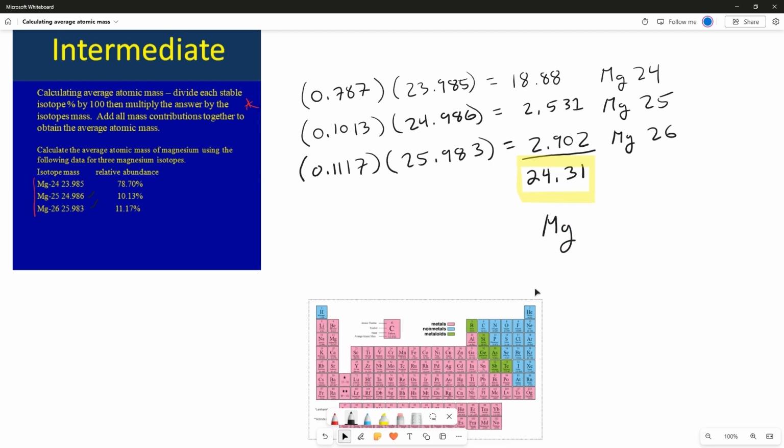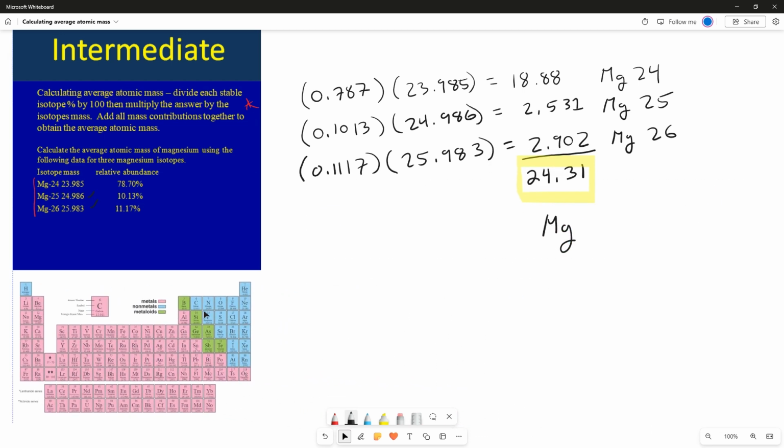So if you are given a problem where they tell you, and again, they would have to give you this information, they tell you the different isotopes, in this case magnesium-24, 25, and 26. They tell you the mass of those isotopes, and they tell you their relative abundance. This is how you would find the average atomic mass for any atom that is on the periodic table.